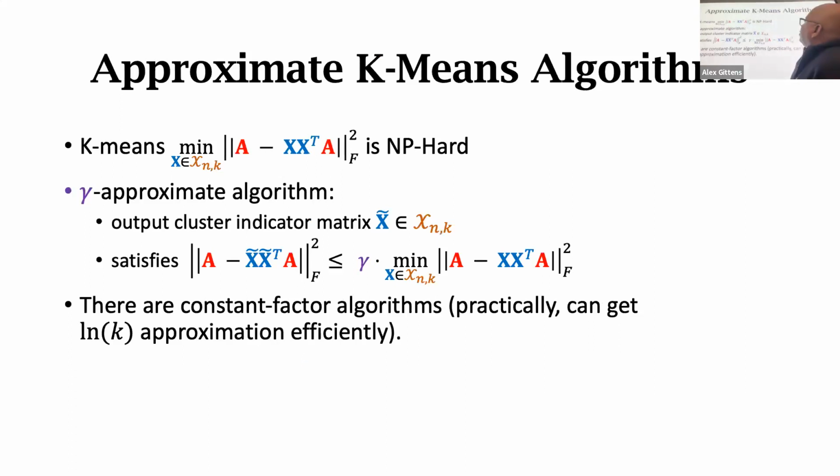So we know that k-means is NP hard, so we're going to assume we have some approximation algorithm for solving this. So they exist, right? They're not necessarily efficient, sort of. We can get a log k approximation efficiently.